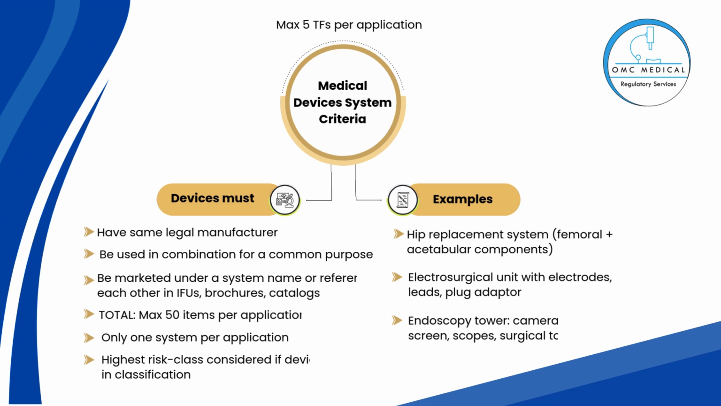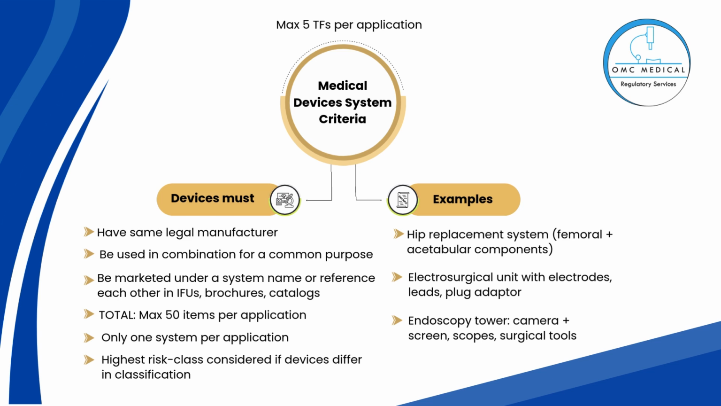Medical devices system criteria. Again, you can include a maximum of 5 technical files per application. To qualify as a system, the devices must share the same legal manufacturer and must be intended to be used together to serve a common medical purpose. In addition, the devices should either be marketed under a single system name, or their documentation, like instructions for use or brochures, should clearly state that the components are meant to work together. Only one system is allowed per application.